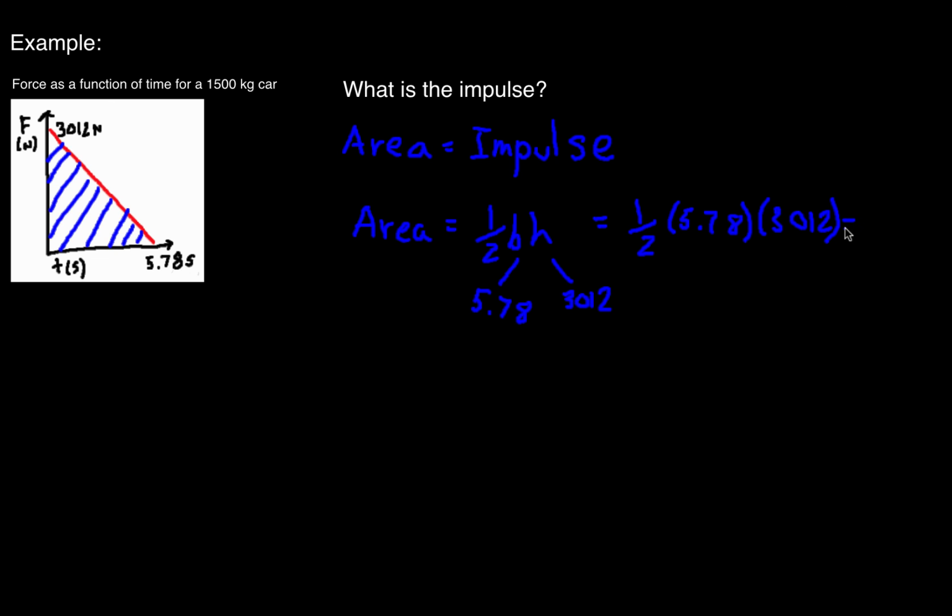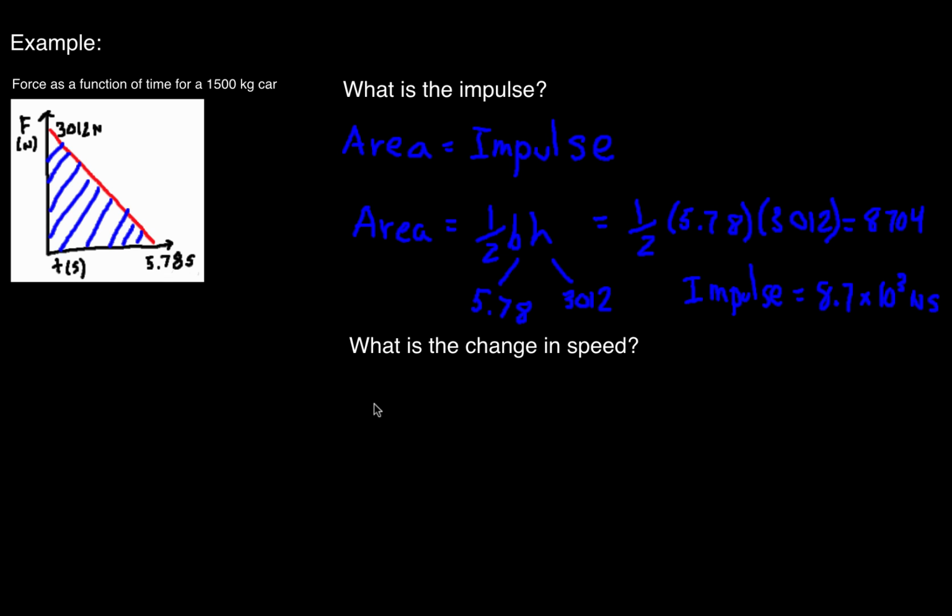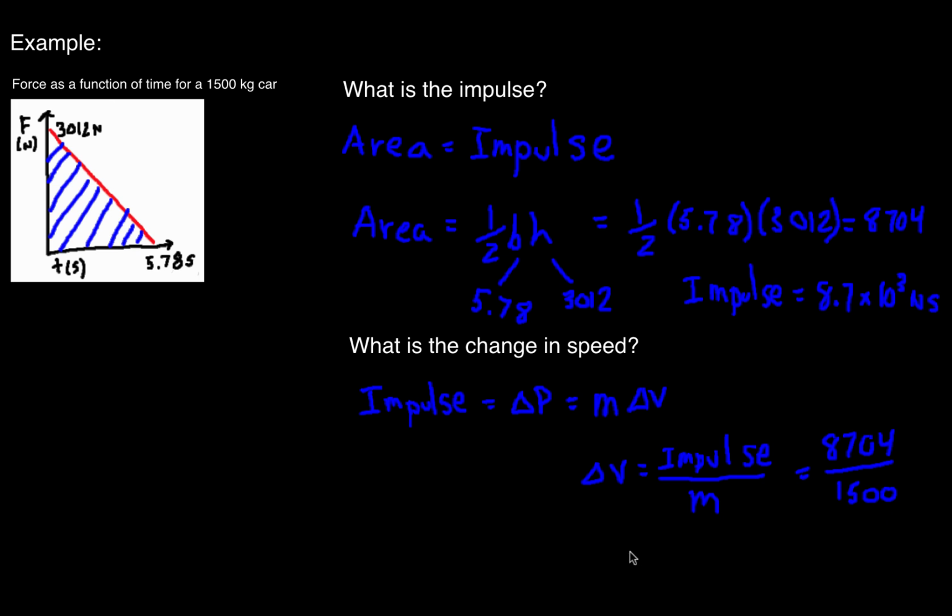This gives us an area of 8,704, which means the impulse is 8.7 times 10 to the 3 newton seconds. What is the change in speed? Well, we know that impulse equals the change in momentum, which is m delta v. So delta v is impulse divided by mass, or 8,704 divided by the mass of the car, which is 1,500 kilograms. So we get a change in velocity equal to 5.80 meters per second.